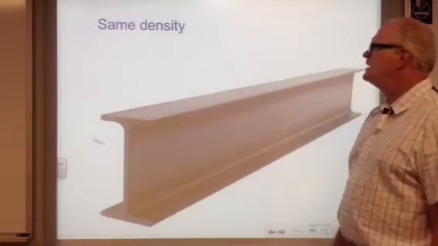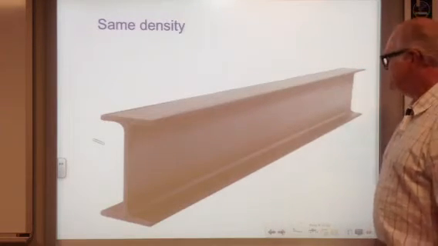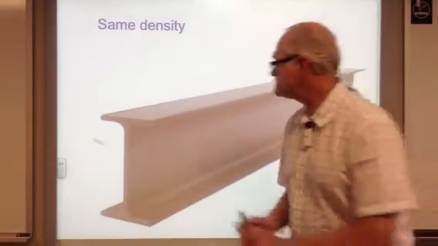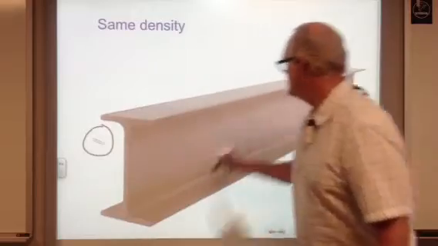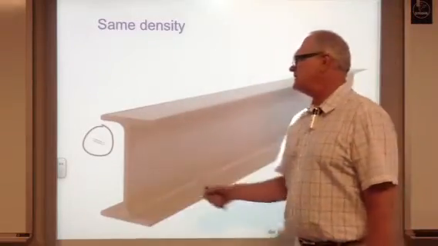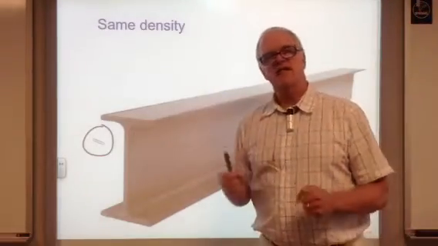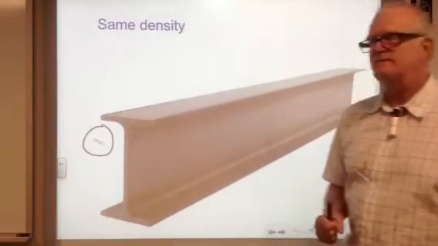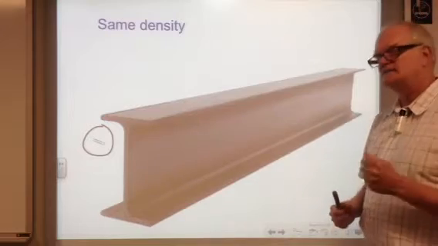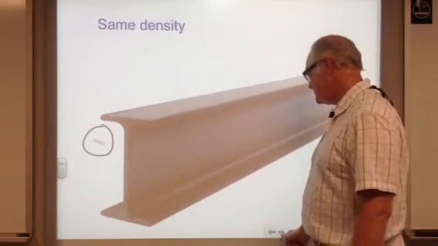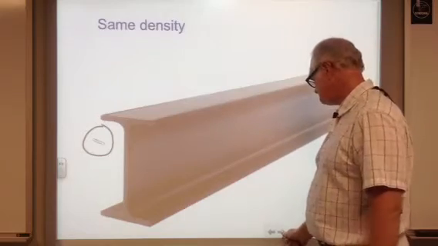So let's manipulate our picture a little bit. Here's our paper clip over here. Here's our I-beam. Paper clips are little, I-beams are big. These things have the same density. Why? Because they're made out of the same substance. They're both made out of steel. They have the same density, assuming it's the same kind of steel.